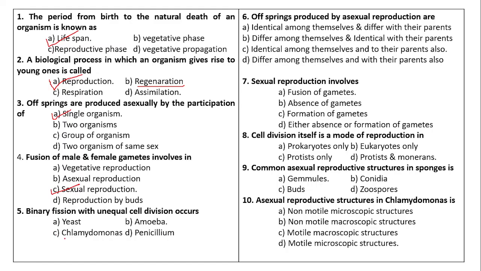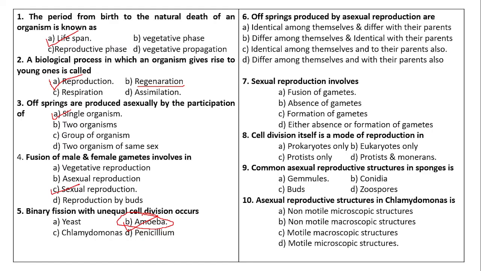In the chlamydomonas, it will form the zoospores. In the penicillium, you can see the formation of conidia, and only in case of amoeba you can see the binary fission with unequal type of cell division. Here, unequal cell division means size of the cell, not related to the chromosome. One cell may be larger or another cell may be smaller, like that.